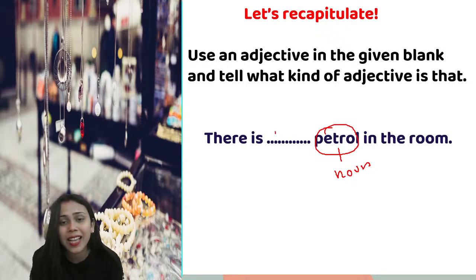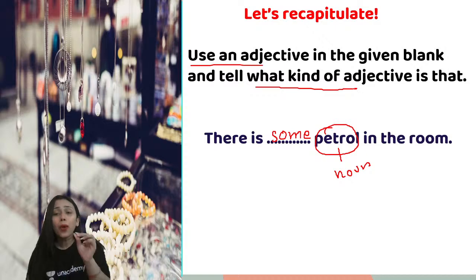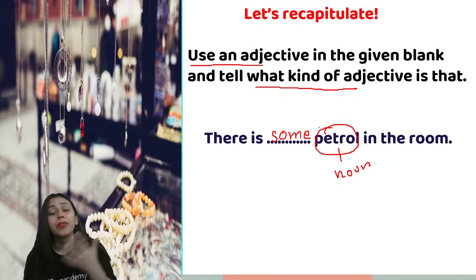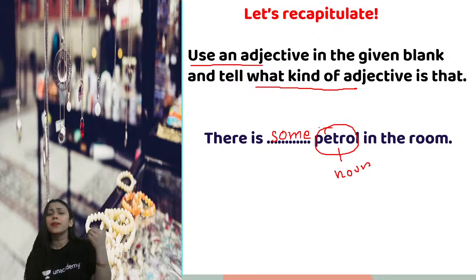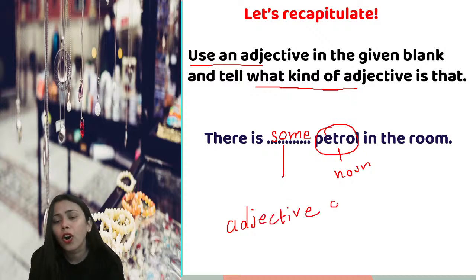Some? Yes. Exactly, this is what I had expected. Okay, so there is some petrol in the room. Now first activity you have done. आपने first activity कर लिया. Now second activity is what kind of adjective is that? Some जो है वो कौन सा kind of adjective है? हमने बहुत तरह के adjective पढ़े हैं, right? तो आपको उसमें से बताना है कि some कौन सा kind of adjective है? Possessive adjective, interrogative adjective, demonstrative adjective, adjective of quality, adjective of quantity, adjective of number. What kind of adjective is this? Quantity, very good. So this one is adjective of quantity.